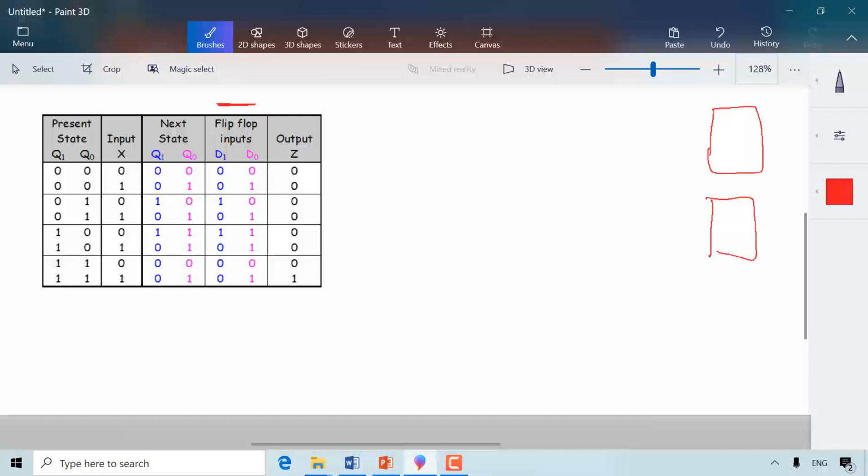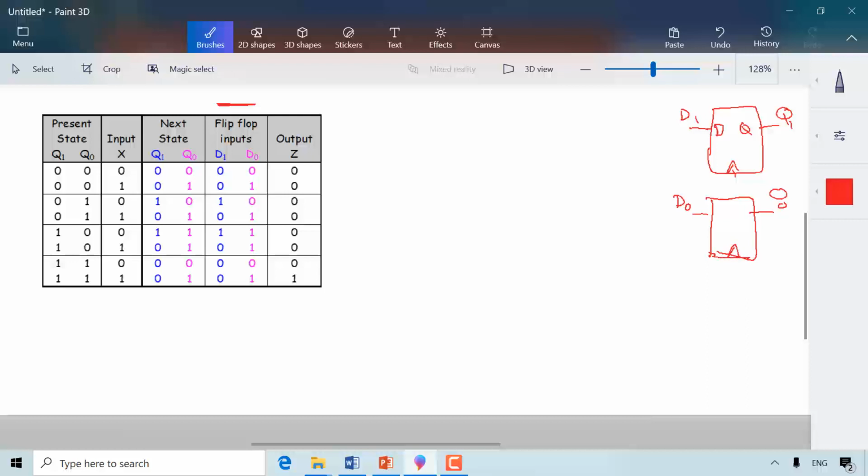instead of JK, we'll have an input D and Q. So this is Q1. It has an input of D1, and Q0 has an input of D0. So here's a clock, we don't forget it, and here's the clock as well. We don't forget it. Okay.